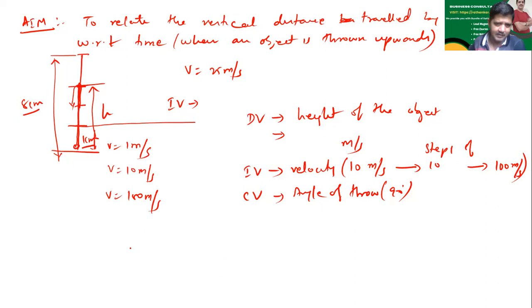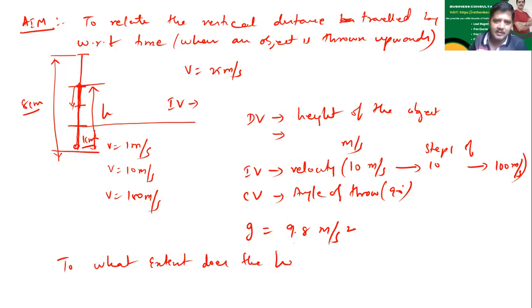Now you see, we have identified what our variables are, and then you can describe how you are going to do the experiment, which I'm not doing here. And the control variable also you have identified. And then g, the acceleration due to gravity. You're conducting the experiment on Earth, so it is 9.8 meters per second square. Done. Now let us rewrite the hypothesis once again. What is your hypothesis? To what extent does the height of an object vary with the velocity thrown?